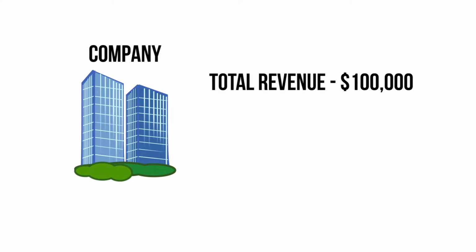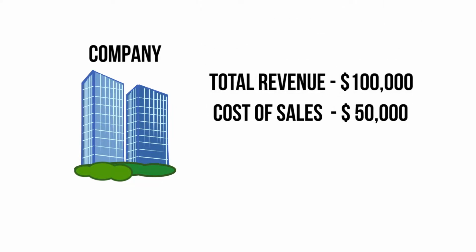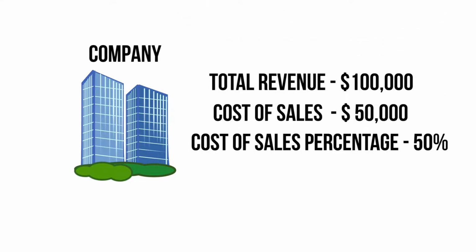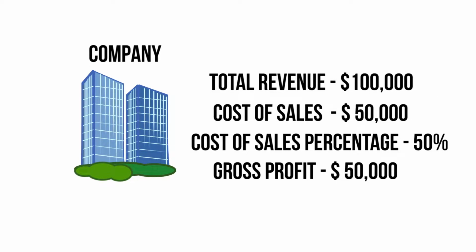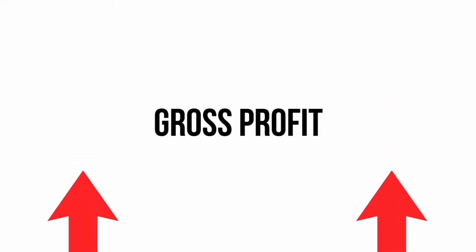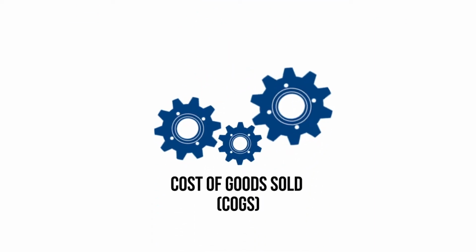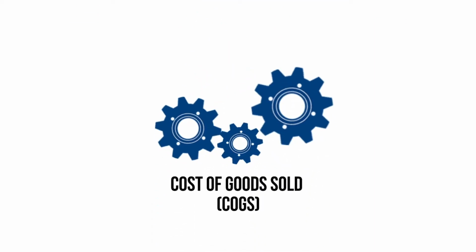For example, if a company has a total revenue of $100,000 and its cost of sales is $50,000, then its cost of sales percentage would be 50%. The remaining $50,000 would be gross profit. Gross profit. This is the third line item on the income statement and represents Apple's gross profit for the fiscal year. Gross profit is the difference between total revenue and total cost of goods sold.